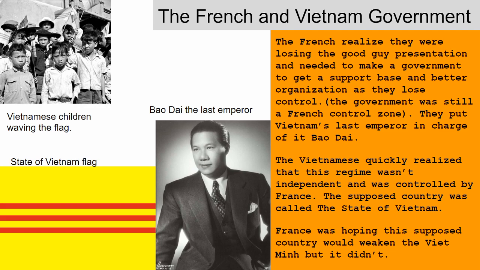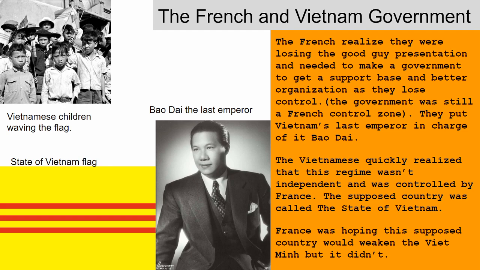They chose Bao Dai, the last emperor of Vietnam, who was under their control. I mean, he was in power during the French rule days, from the 1880s through the 1930s. So it just didn't work very well.